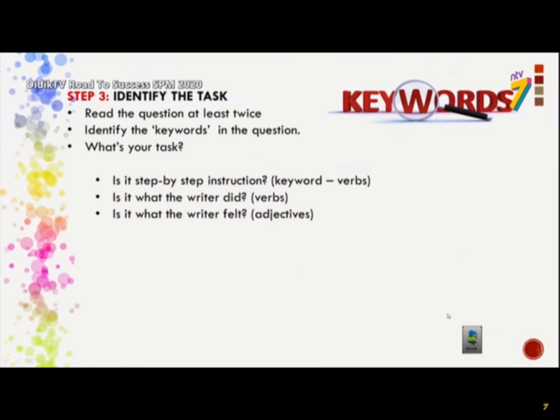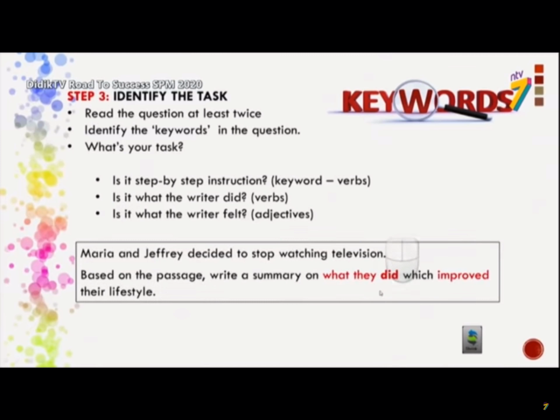Okay, so this is the question. Maria and Jeffrey decided to stop watching television. Based on the passage, write a summary on what they did, which improved their lifestyle. So you have to find what they did. Apa yang mereka buat.